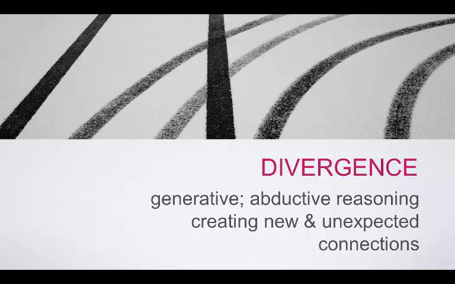Divergence allows the designer to work in the opposite way, generating new ideas through abductive reasoning or imagining what could be. And this is often made possible by creating new and unexpected connections between previously unrelated ideas or concepts. When a designer is thinking divergently, you may notice that they are working from only one or a few ideas and then generating a wide range of ideas by making unusual or unexpected links.